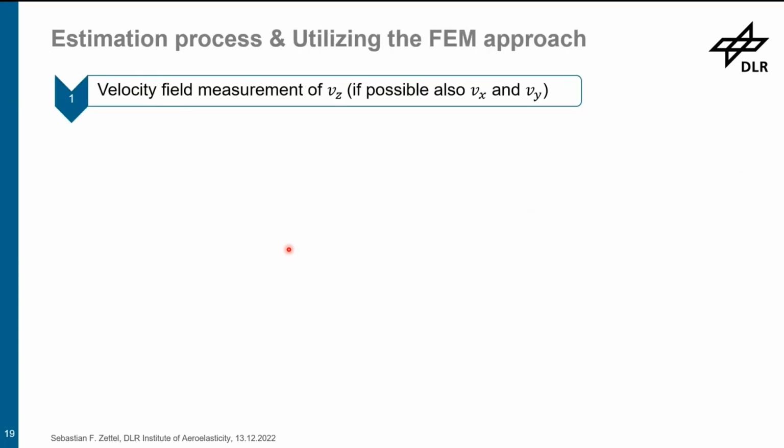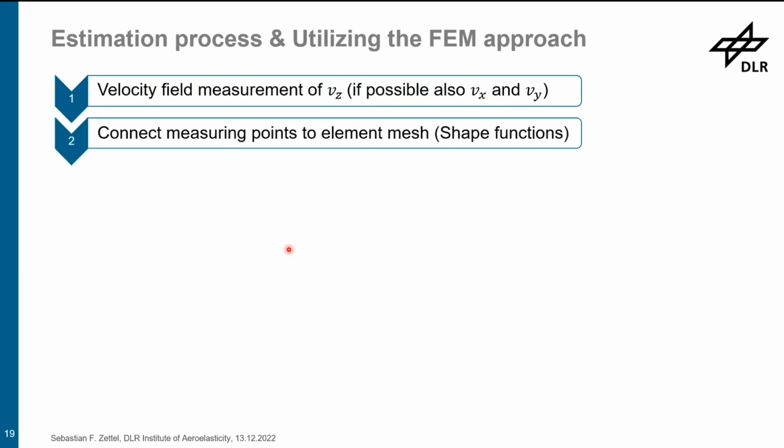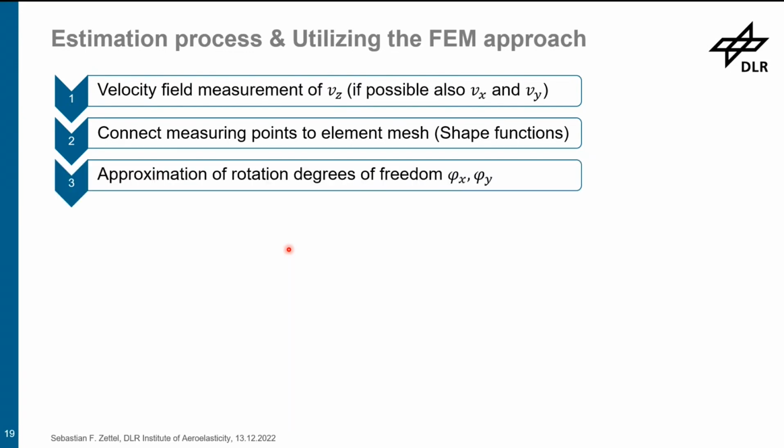So the process we use looks as follows. First of all, we measure the velocity field in Z direction, or if possible, also in X and Y direction. After that, we connect these measurement points to an element mesh, for which we also choose shape functions. So basically, we build up the geometry of an FEM mesh.